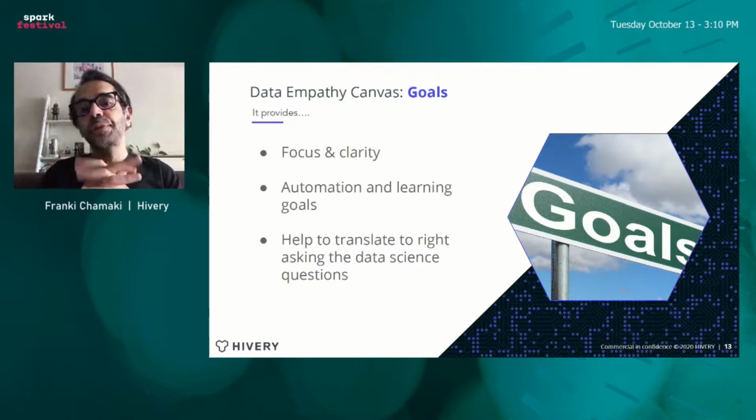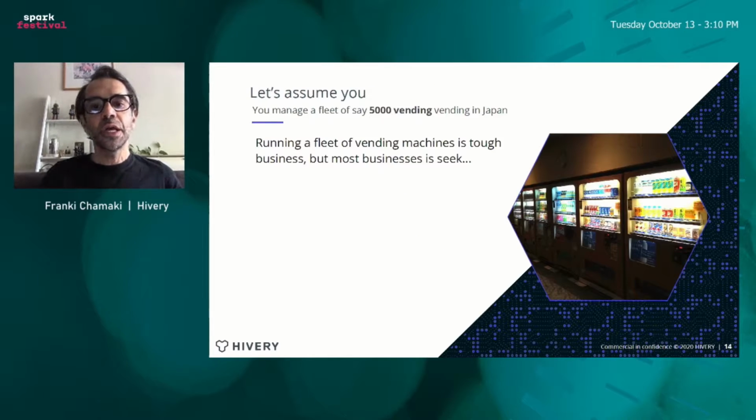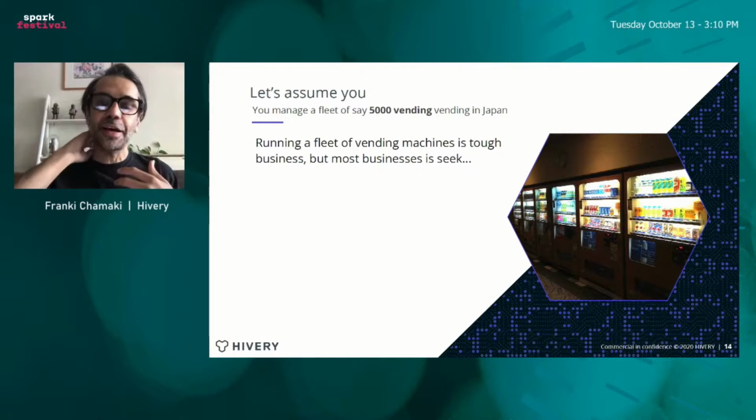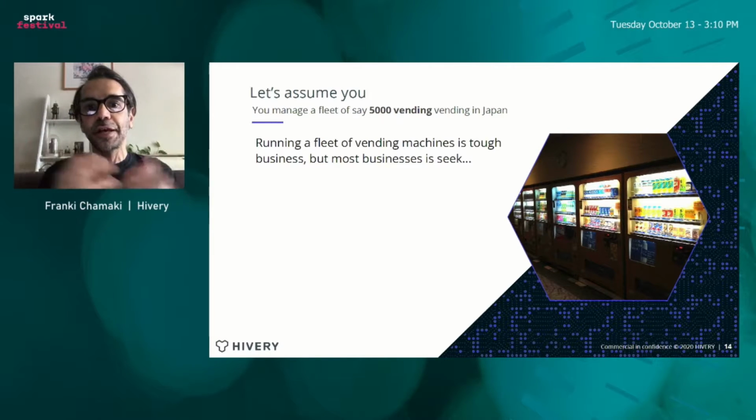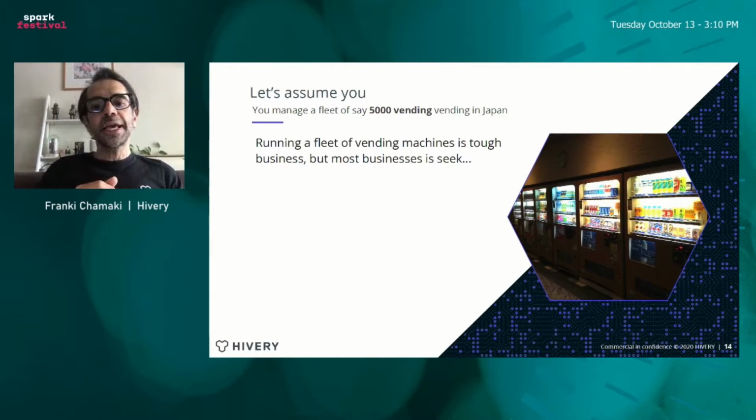But also, what's important about goals is that, for the first time, we can actually translate these goals. This is where data scientists come into a data science question. So I said we're going to go into an example, and we're going to do one with vending machines, because that's how we started with our company, with using AI in vending machines. So let's assume that you're in Japan. You've got 5,000 vending machines across Tokyo, and you want to basically drive what?